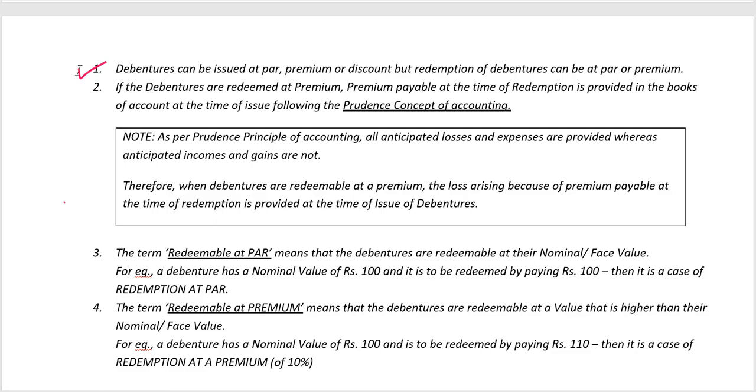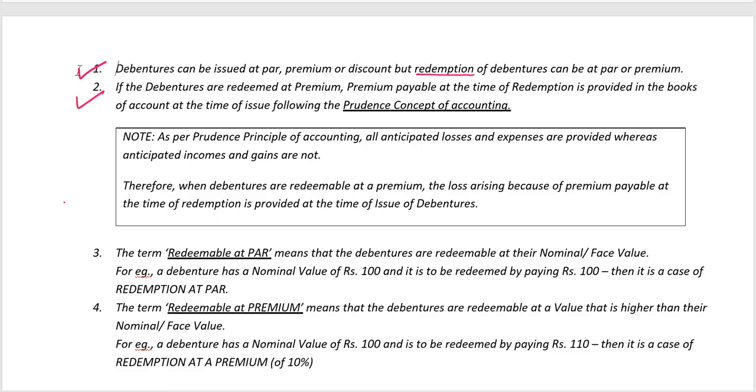Debentures can be issued at par, at premium, or at discount, but redemption of debentures can be at par or premium. When I say redemption of debentures, it is repayment of the amount borrowed on account of debentures. That's referred to as redemption of debentures.